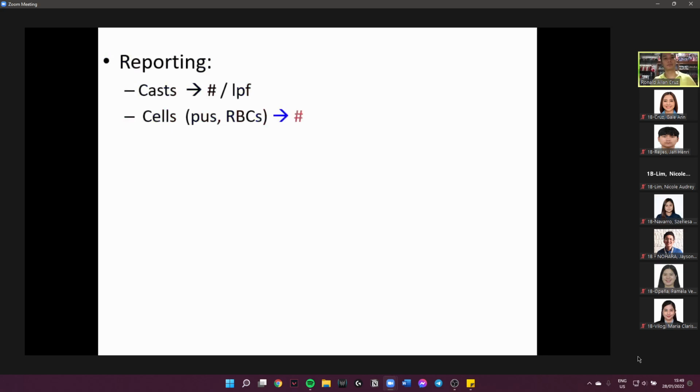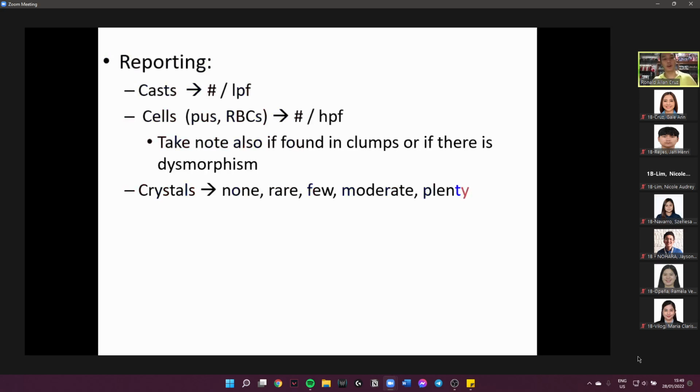For your reporting, when you're determining your casts, we usually go low power field. So you just count the number of casts that you see and identify the cast that you see, and then you report that number of casts per low power field. For your cells, we go high power field. That's for your WBCs and your red blood cells. And you also take note of the morphology of your cells, so if they occur in clumps, if you have dysmorphism, etc.